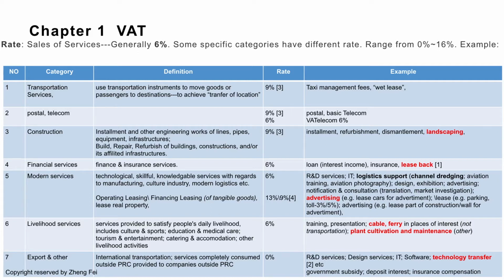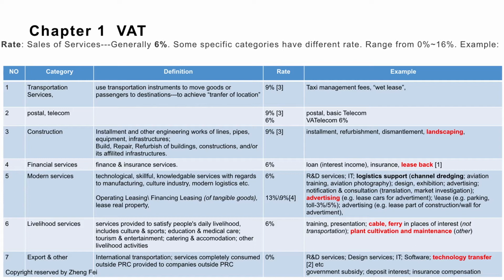This includes 3% or 5% of the total income. The sixth group is livelihood services. This includes services provided to satisfy people's daily livelihood. For example, culture and sports, education and medical care, tourism and entertainment, catering and accommodation, and other livelihood activities. These traditional services also have a 6% rate.